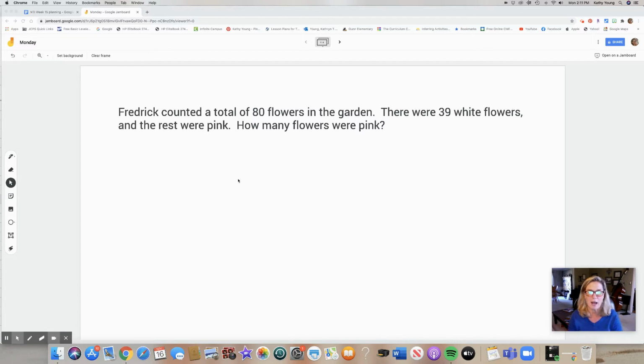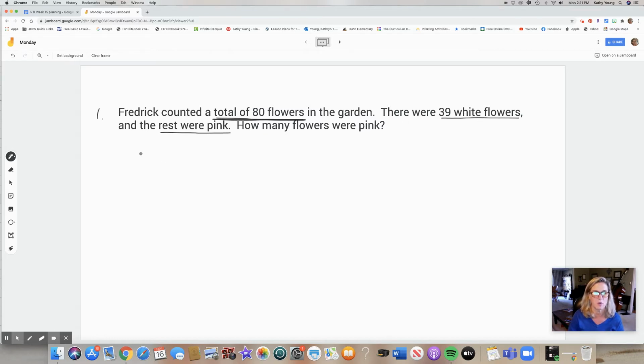So we're going to start out with number 1. And this one says, Frederick counted a total of 80 flowers. I'm going to underline that because that's going to be really important. Total of 80 flowers in the garden. There were 39 white flowers and the rest were pink. How many flowers were pink? Okay, so I know my total and I know one of my pieces.